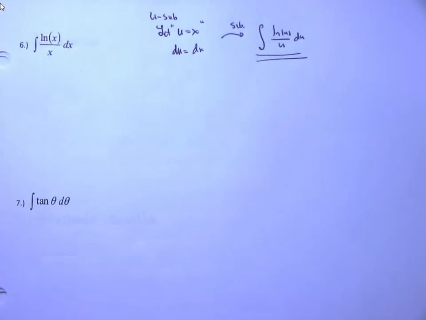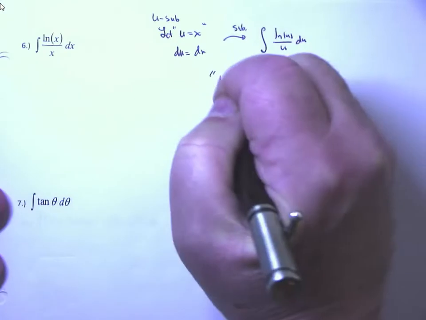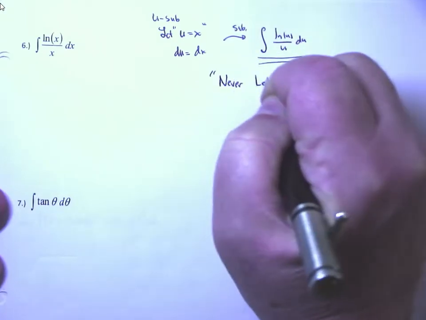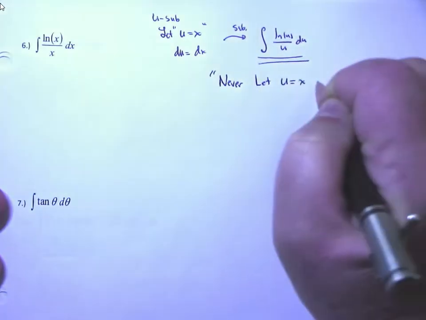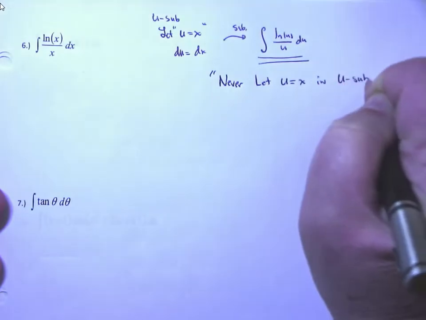Look at it. Did you actually do anything to this problem? Did you turn it into a formula you have memorized? Because if you had it memorized to begin with, why are you doing all this? You just write down the answer and know what it is and go on to the next problem. The point is, letting u equal x in U-substitution is stupid. Never let u equal x because it doesn't change anything. So here it is, I'm going to quote it now. Never let u equal x in U-substitution.